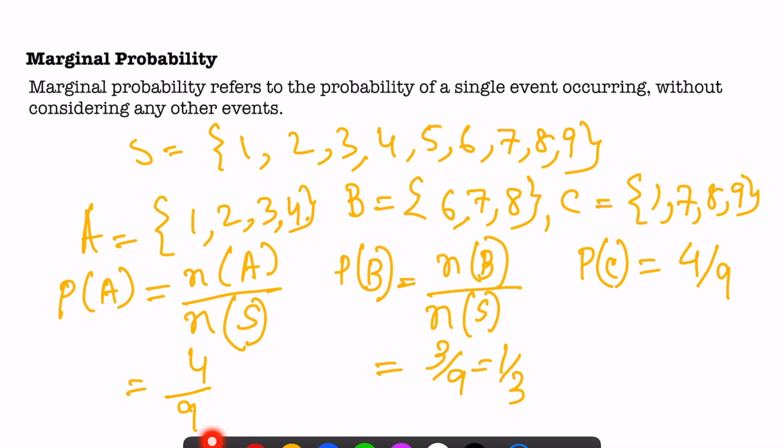So when we are calculating the probability of event A, event B and event C here, we are not considering any other events. When you are calculating the probability of event A, we are not thinking about event B and C. Similarly, when you are calculating probability for B, we are not considering event A and C. So here P of A, P of B, P of C, these are called marginal probability. This is the probability of a single event without considering any other event.